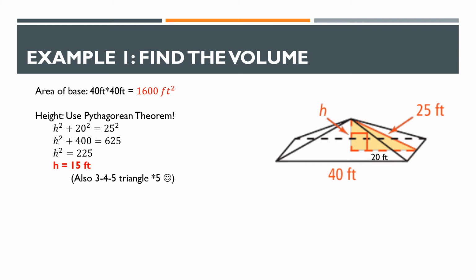So if you recognize that, you don't have to use the Pythagorean theorem, but as always, just make a note in your homework when you're doing your work that you used the Pythagorean triple instead of the Pythagorean theorem. So now I have all of my information and I'm going to plug it into my formula to find the volume. So the volume is going to be base times height divided by 3.